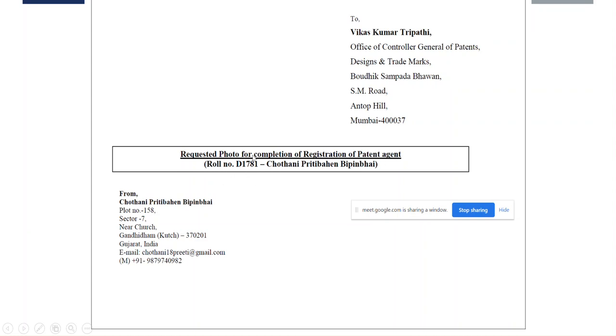and you are sending all the documents. This one is for the requested photo, because at my time they had missed my photos from the online portal, so they were asking for the photos and they mailed me. So this is for that, but here you can write down all the original documents which are required for the registration of the patent agent that you are submitting. Especially you have to write down your roll number as well as your name, that is your identity over there.